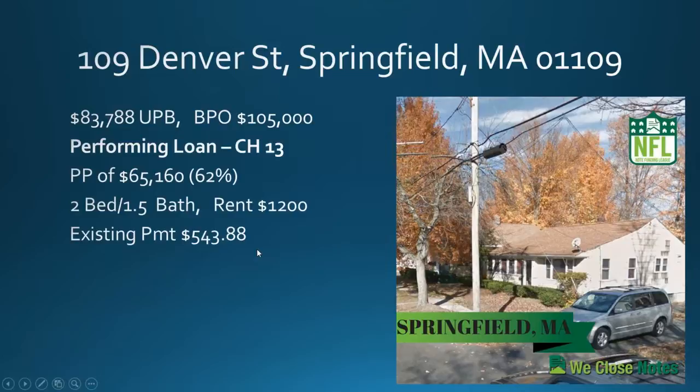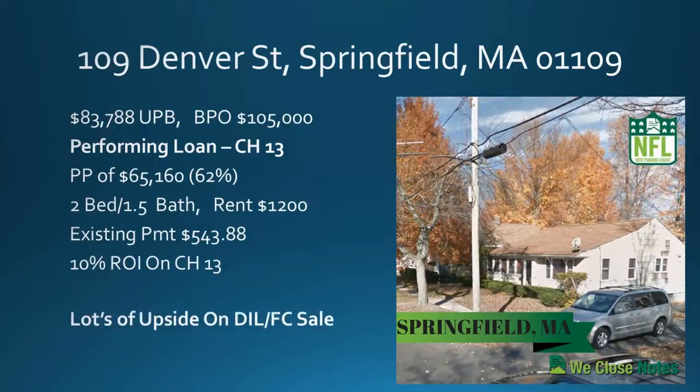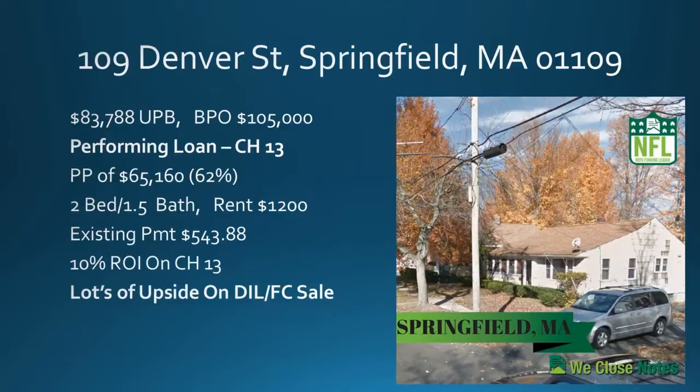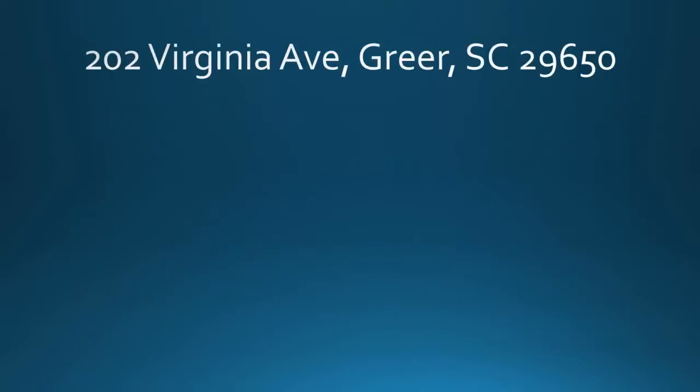Their existing payment is $543.88. That's why they are making that payment plan. They want to stay in the property. It's a 10% ROI on the payment plan in Chapter 13. If they don't pay, they don't stay, though. So there's a lot of upside on the deed in lieu / foreclosure sale on this one.